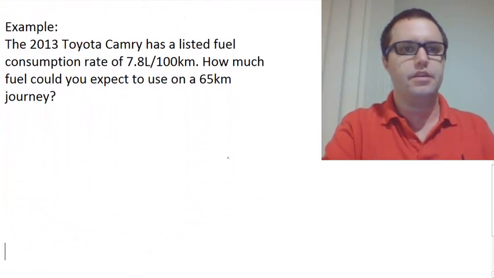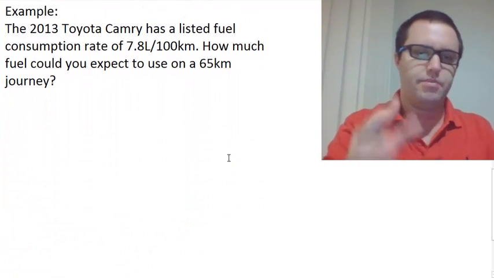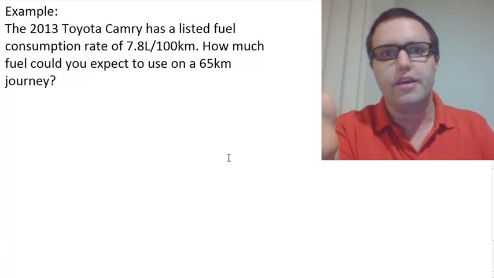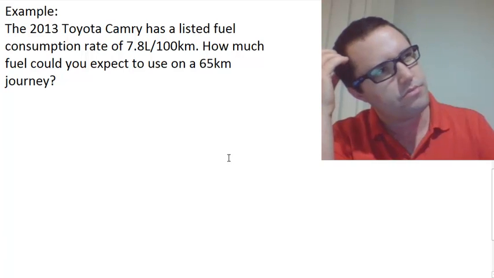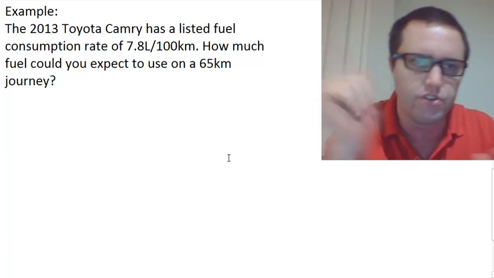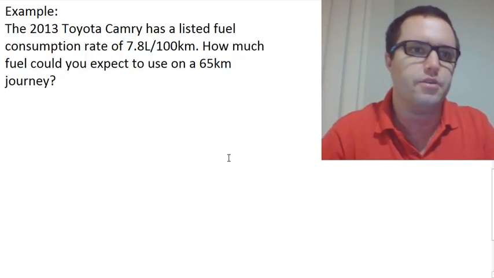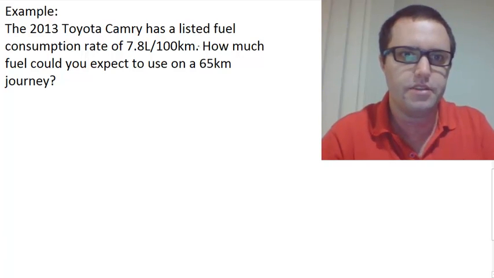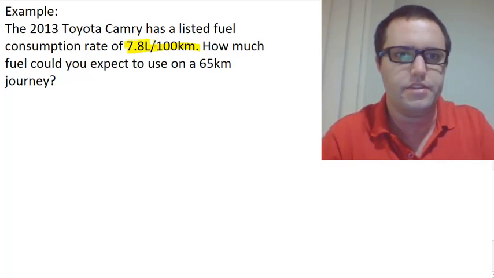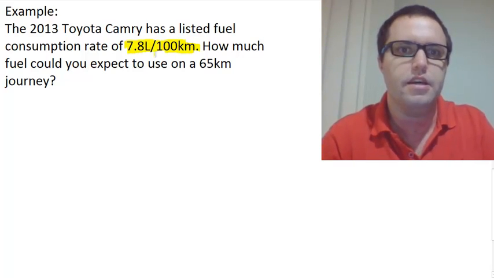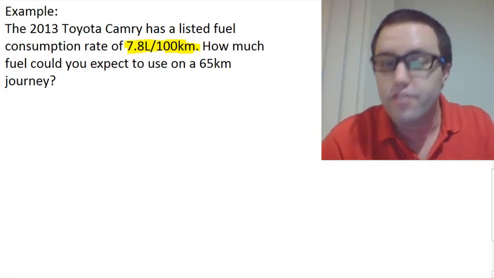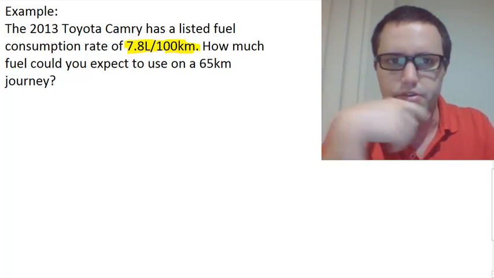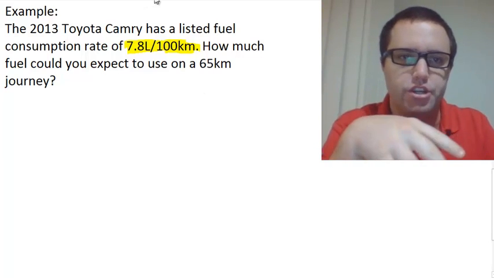Right. Okay, so this is a typical rates problem. We're not converting a rate. We're just using a rate to solve what's really a ratios problem. We're going to use the unitary method to do this. So our Camry's listed fuel consumption rate, and this is something you usually see advertised on TV or in a magazine, 7.8 litres per 100 kilometres. How much fuel then could you expect to use on a 65 kilometre journey?